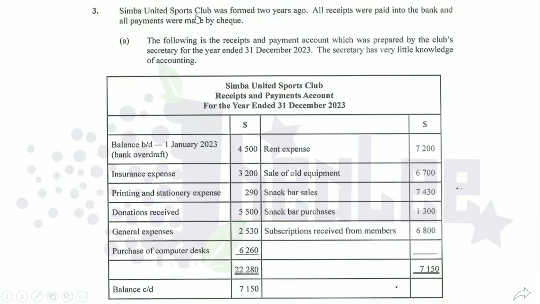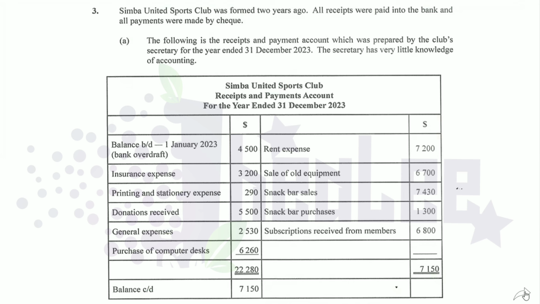And it reads, Simba United Sports Club was formed 2 years ago. All receipts were paid into the bank and all payments were made by check. The following is the receipts and payment account, which was prepared by the club secretary for the year ended December 31st, 2023. The secretary has very little knowledge of accounting, and you can see clearly that there are some errors. And below, we have the receipts and payments account.